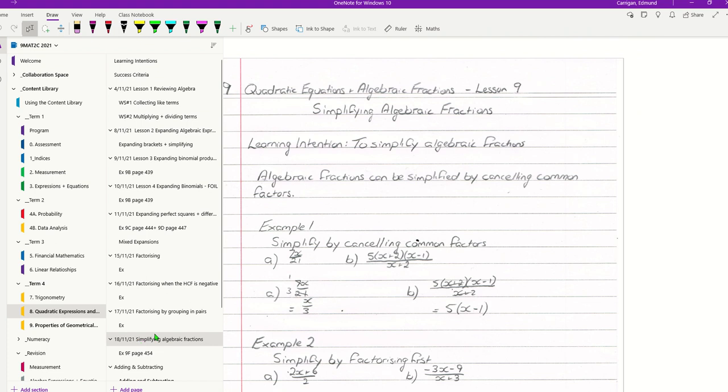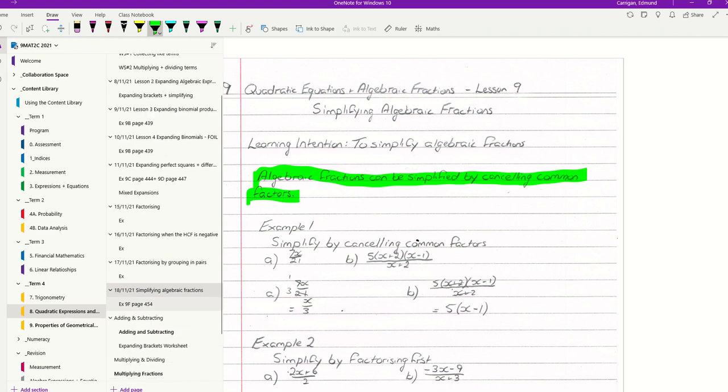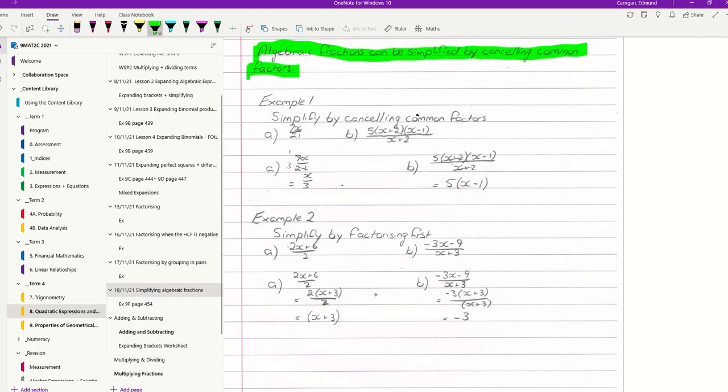So algebraic fractions can be simplified by cancelling common factors. Let's have a look at examples in the first place. Simplify by cancelling common factors. We've got 7x on 21. We're looking for something that will go, in the first place for our numbers, into the top and the bottom. We can see that 7 will go into 21 3 times and into itself once. So we can simplify it to 1 on 3. If we look at our letters, we've only got an x on the top, we've got nothing on the bottom, so the x will stay on top and we'll have 3 on the bottom, x on 3.